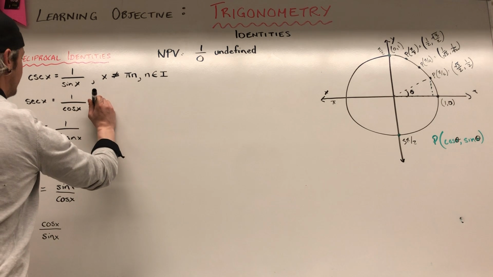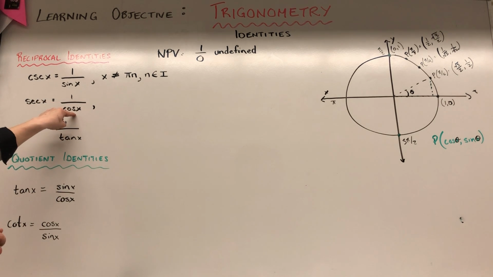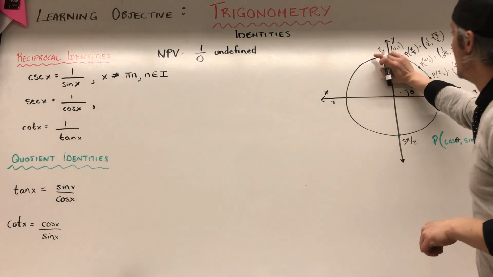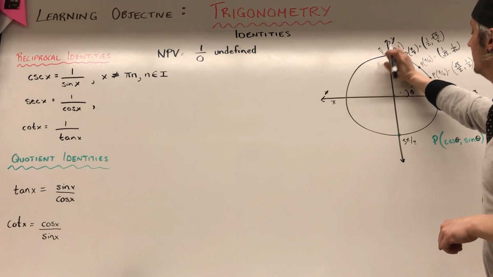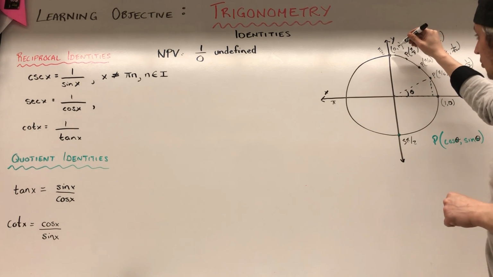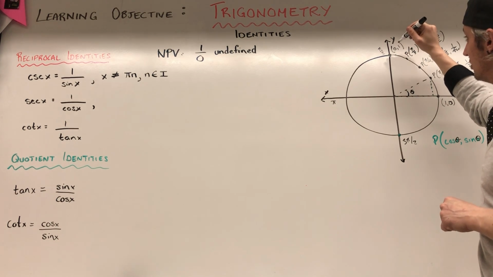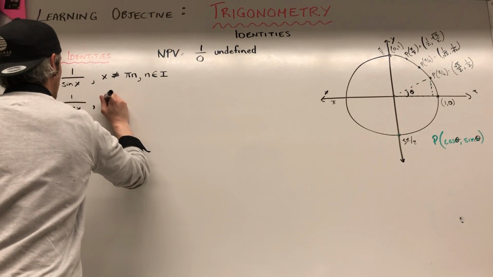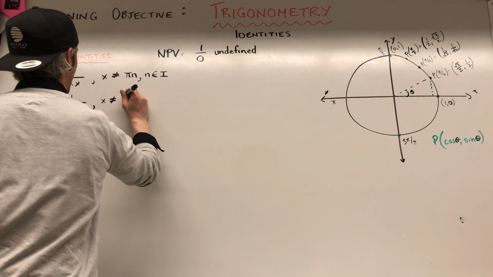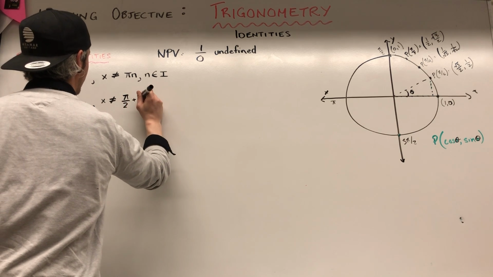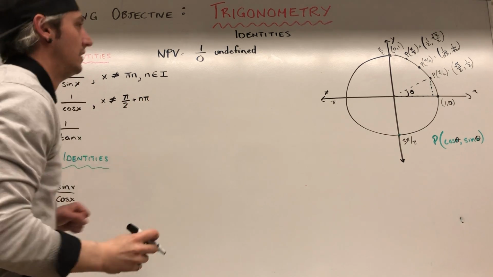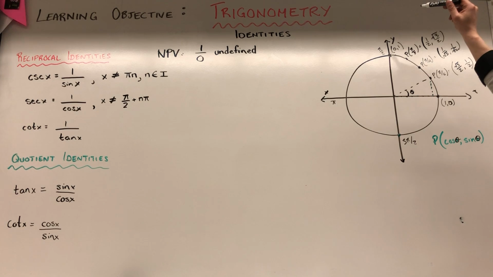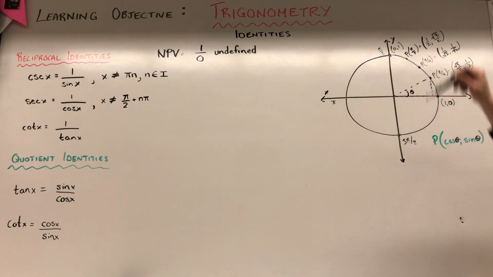How about for secant? Well, where is cos of x going to be equal to 0? Well, cos of x is going to be equal to 0 up here when x is pi over 2. And that's going to be the case, it's going to be 0 here, and here, and here, and here. So that's going to be x cannot equal pi over 2 plus n times pi. Pi over 2 plus 1 pi is 3 pi over 2, plus 2 pi is 5 pi over 2, okay?